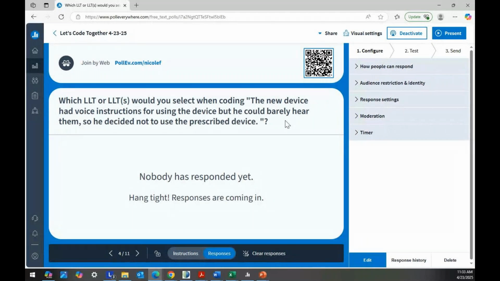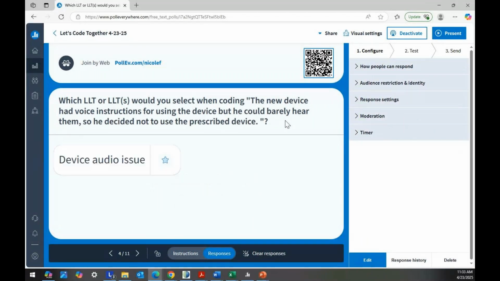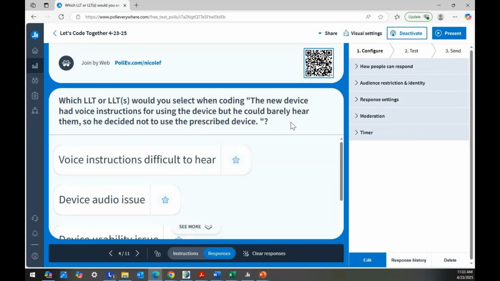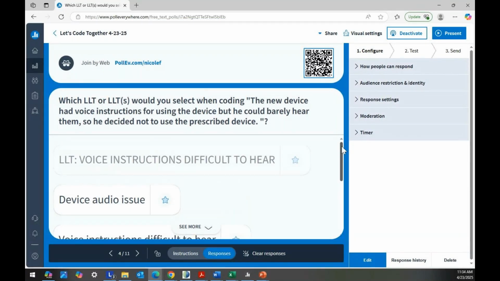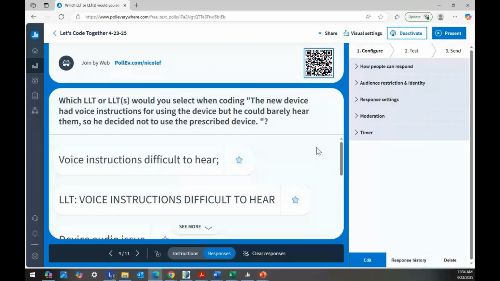Okay, so let's see everyone go into poll EV and type in what you think for this particular exercise. Okay, so people did realize that they have to pick some sort of issue with the device, and we're going to try to get as specific as we can. Okay, voice instructions difficult to hear, device audio issue. Okay, wow, so people are very well versed with using the browser.